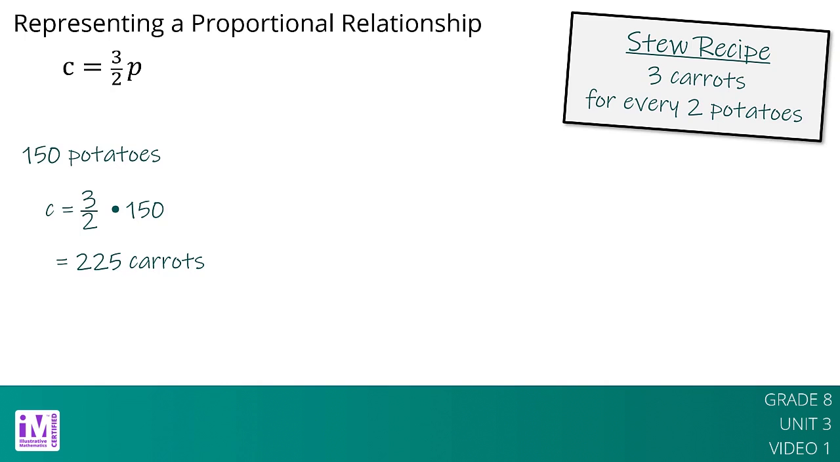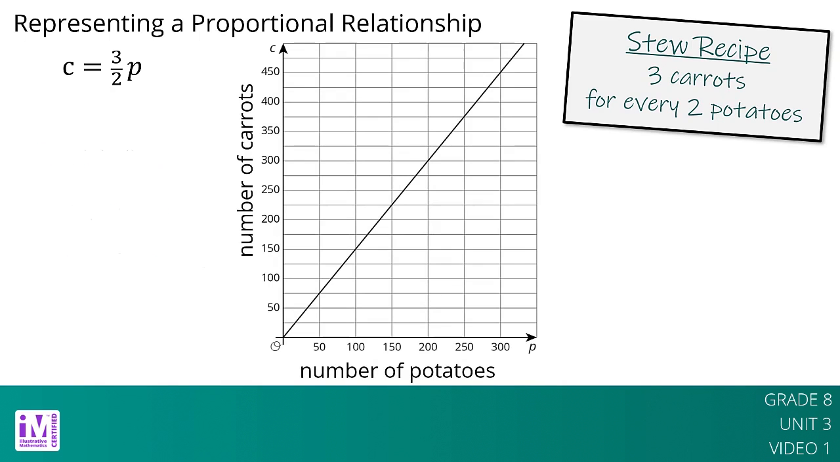Then we might make a graph to show how many carrots are needed for different amounts of potatoes. We set up a pair of coordinate axes with a scale from 0 to 350 along the horizontal axis and 0 to 500 on the vertical axis, because 450 equals 3/2 times 300, and we create the axes to go a bit beyond the points we are interested in. Then we can read how many carrots are needed for any number of potatoes up to 300.